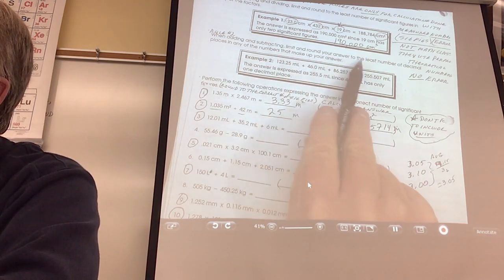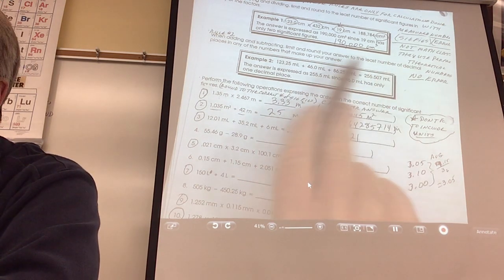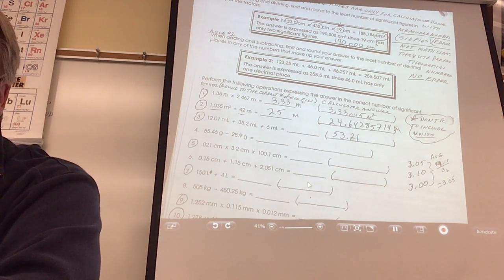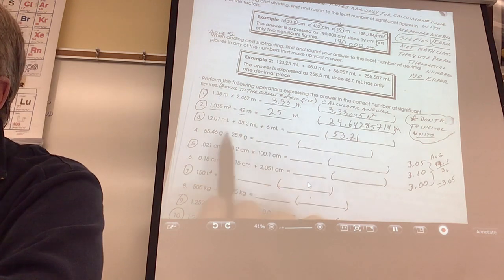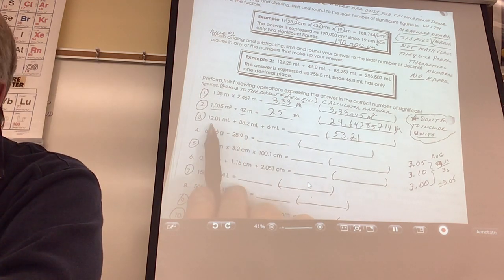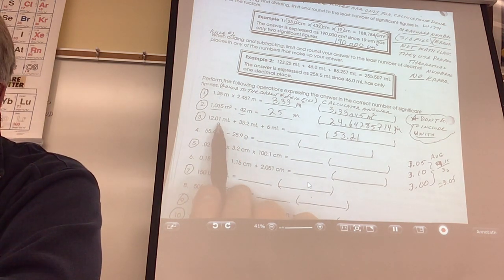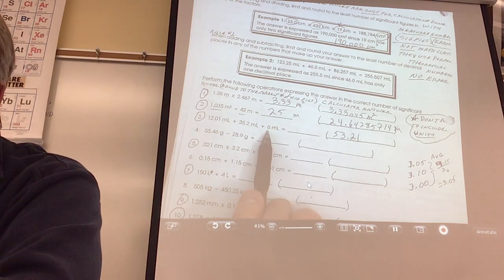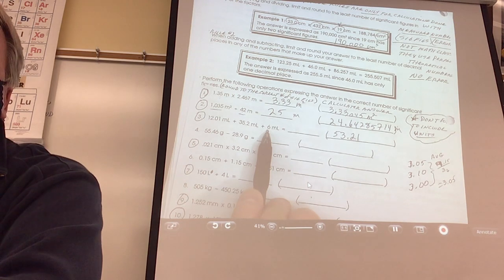You have to round to the least number of decimal places. That means don't count sig figs. So when I add or subtract, watch now, I don't count sig figs. This one went to hundredths place, tenths place, ones place. What's the least number of decimal places?